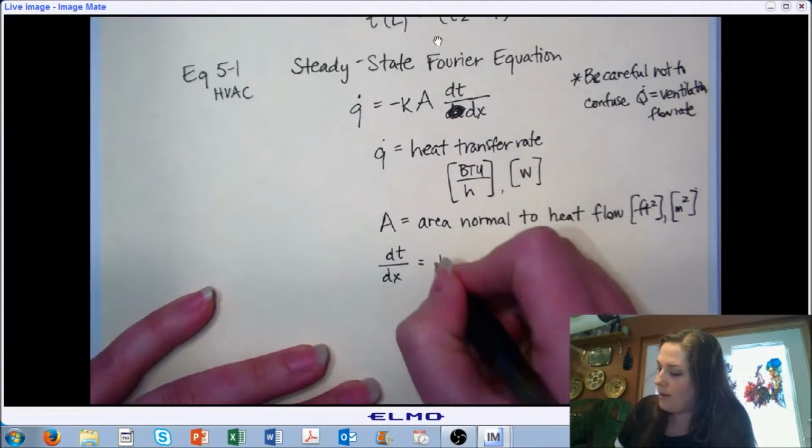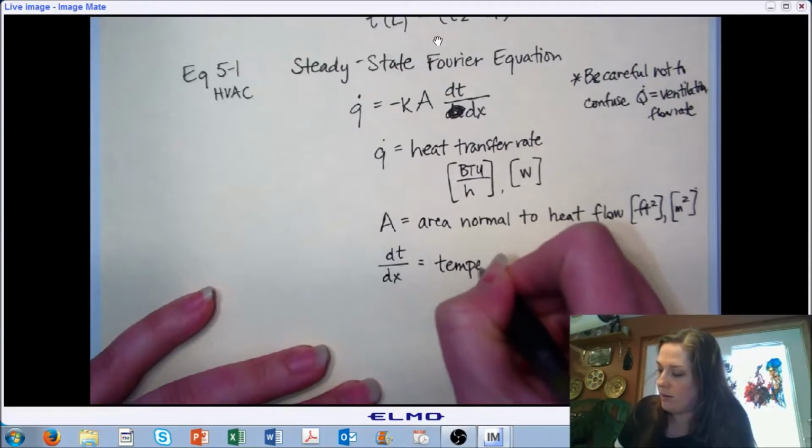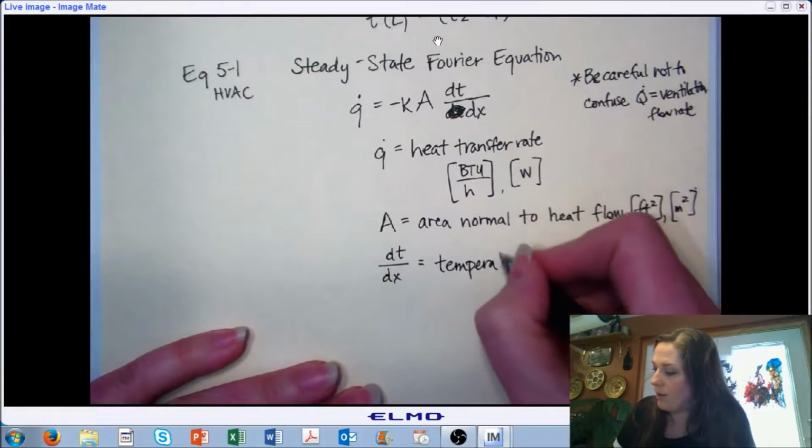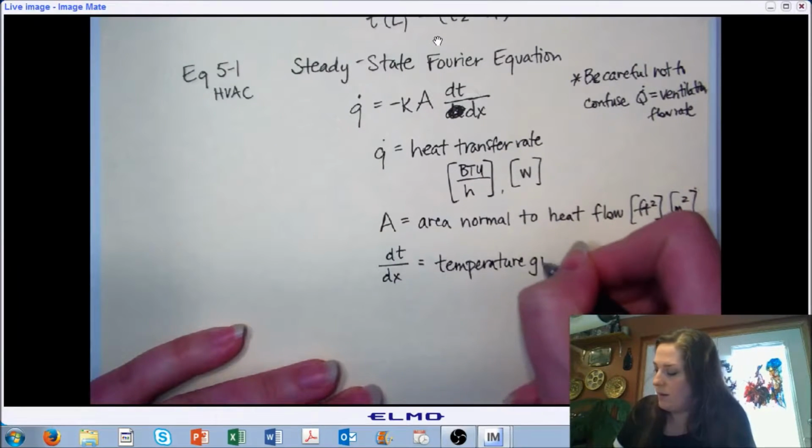All right, and then this is your temperature gradient. So it's the first derivative of the temperature profile, which is the temperature gradient.